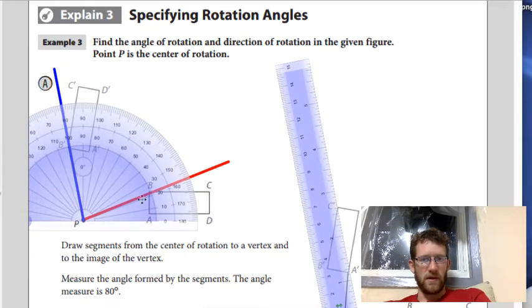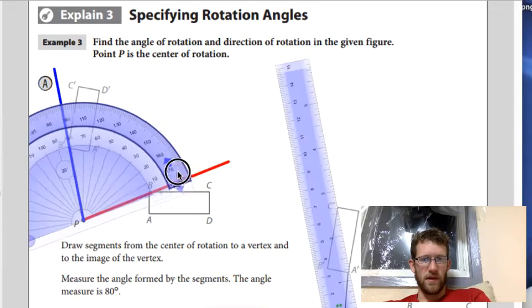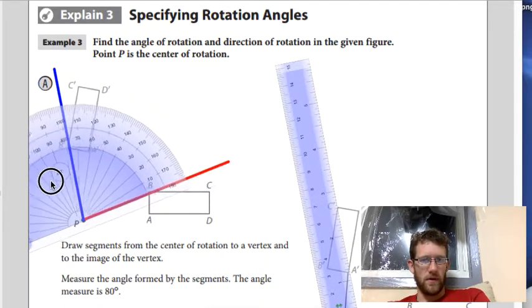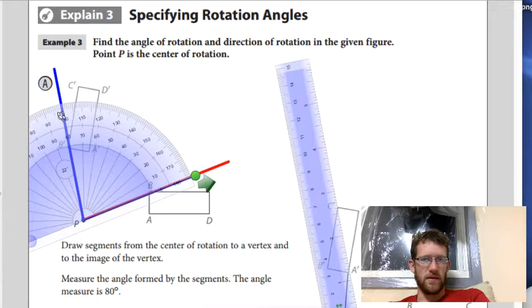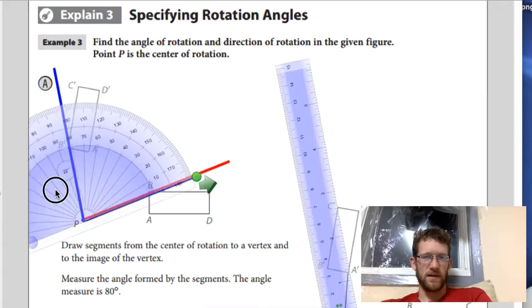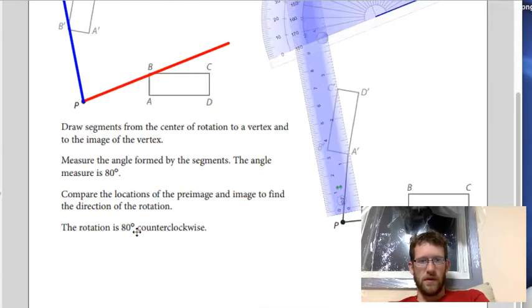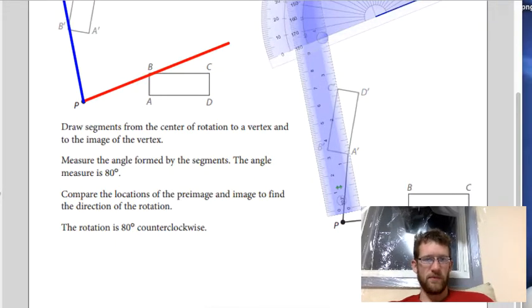Remember, don't measure angles like this. It's much easier to line up one of those rays with the 0 degree, and then we just count up for values. So, 10, 20, 30, 40, 50, 60, 70, 80 degrees. Again, the other common mistake is to count this one and call it 100 degrees, but it's 80 degrees. We know it's that because it's less than 90. Cool. So they say, oh, it's 80 degrees. Yay, we did it. Good job.